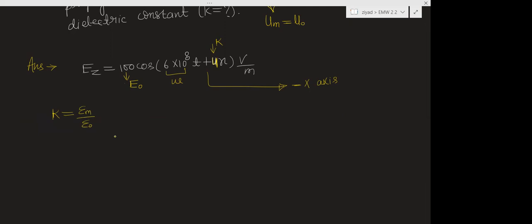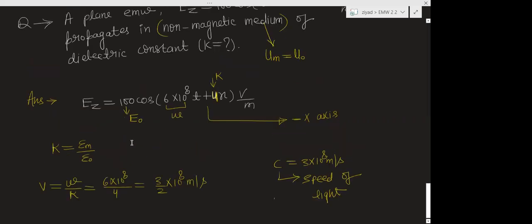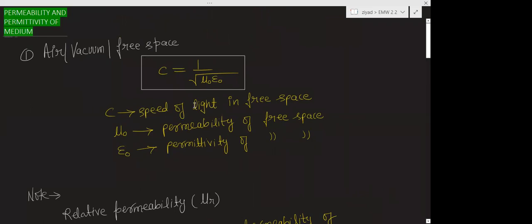If I want to find the speed of the wave, it is given by omega divided by k. What is omega? 6 into 10 to the power 8. What is k? 4. So it will be 3 by 2 into 10 to the power 8 meters per second. And what is the speed of light? C is the speed of the light.